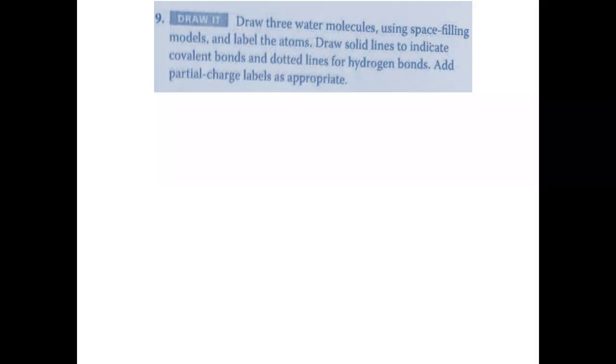This question asks us to draw three water molecules, and we have to draw the molecules and label their atoms. So we have to draw solid lines indicating covalent bonds and dotted lines showing the hydrogen bonds.